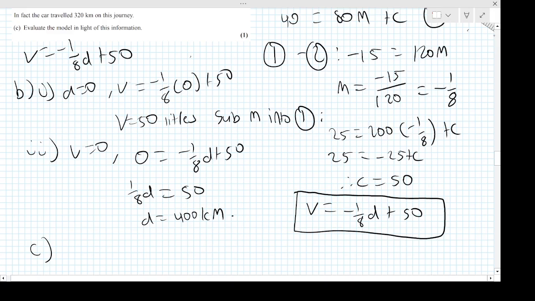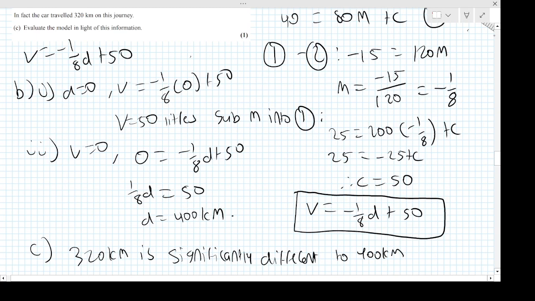So 320 kilometers is quite significantly different to 400 kilometers, right? And to put that in context, 320 divided by 400 is 80%. So actually, the model is off by 20%. Now that's actually fairly rubbish.